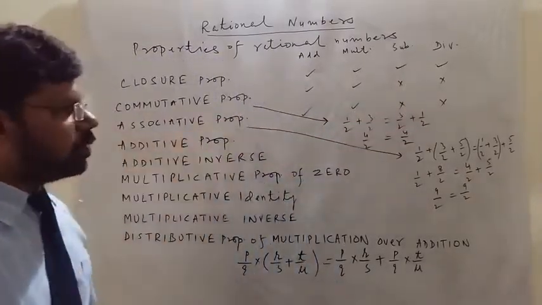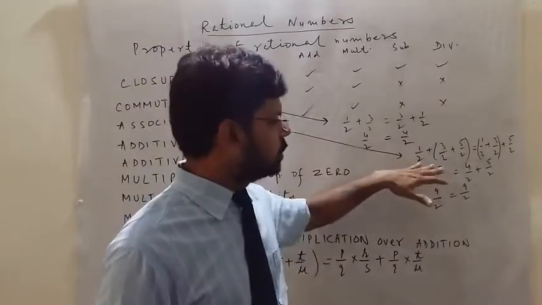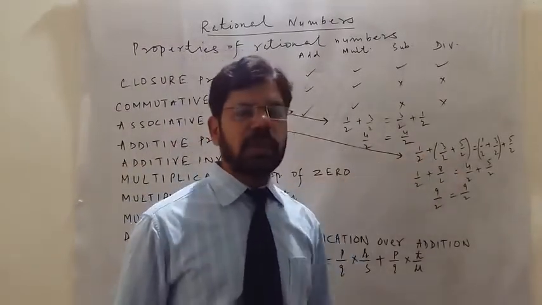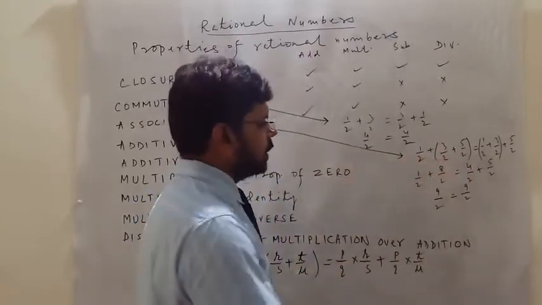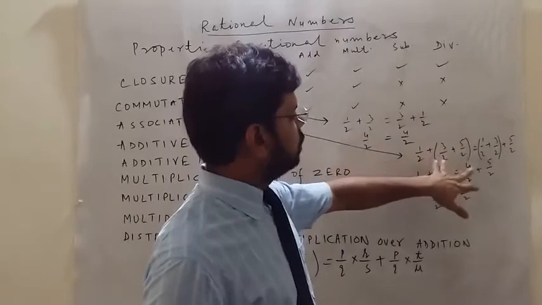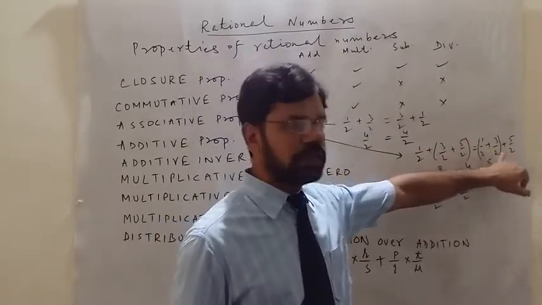Then associative property. Associative property applies to three or more numbers when you change the grouping of numbers. There is also no effect on their values. Like here, 1/2, 3/2 and 5/2. First of all you have grouped the last two numbers. Later on you have grouped the first two rational numbers.